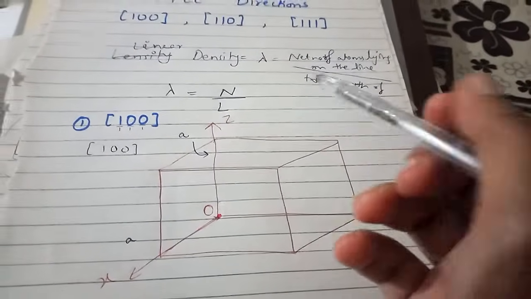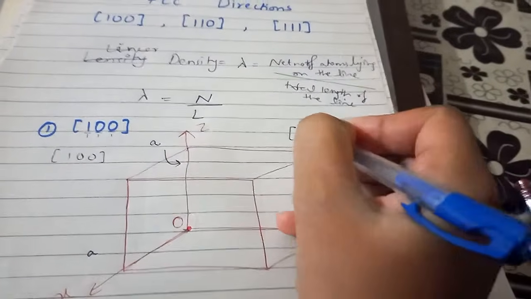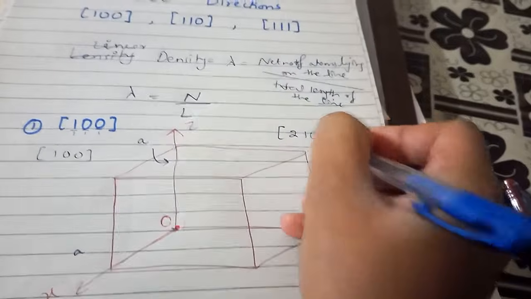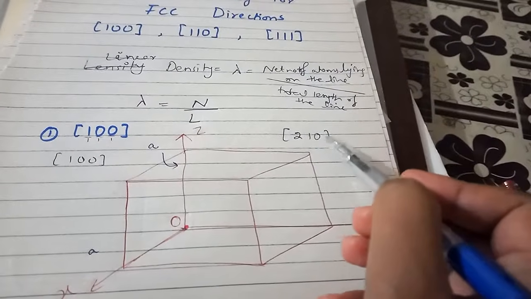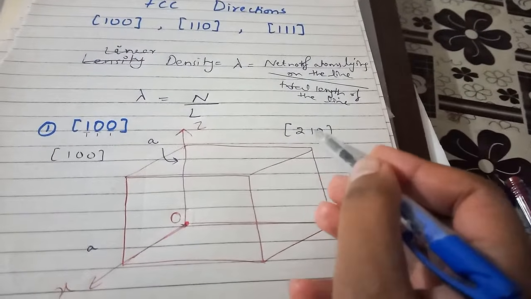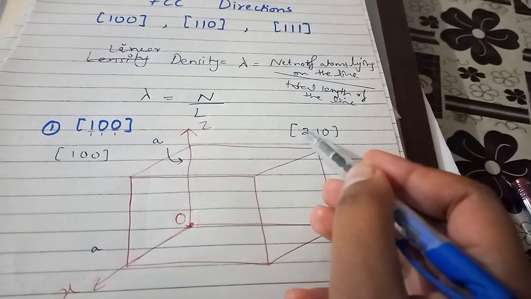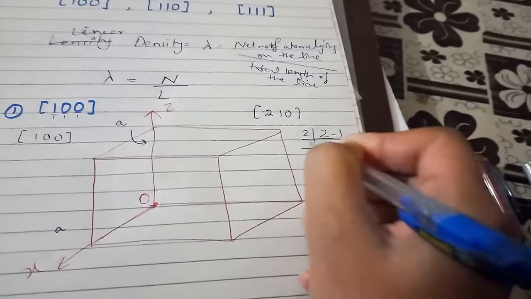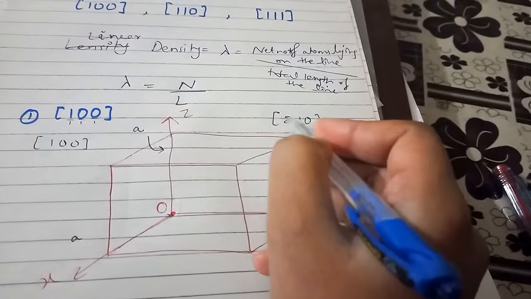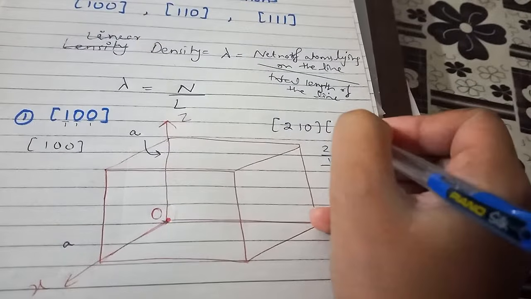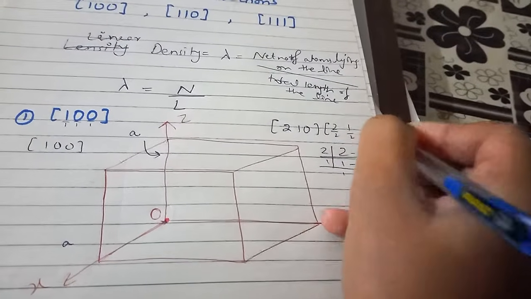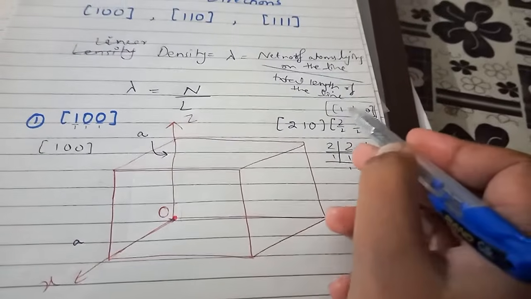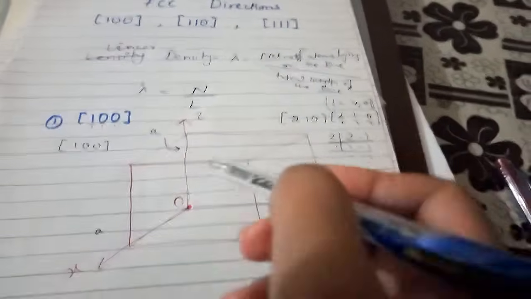If you are given a direction like 210, the first step to draw it is to divide by the LCM of the non-zero values. The non-zero digits are 2 and 1, so the LCM is 2. We divide all three Miller indices by 2: 2 divided by 2, 1 divided by 2, 0 divided by 2, and we get 1, 1 by 2, 0. These are the final coordinates which we will use to draw the direction.